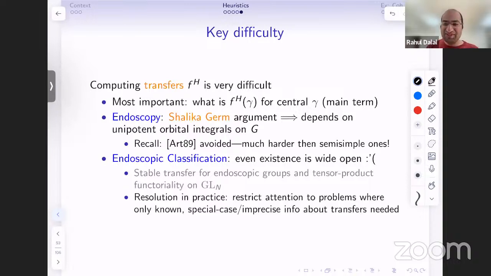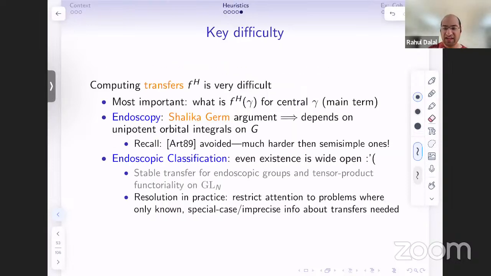The resolution in practice, most usually, is that you restrict your attention to problems where only already known special cases or maybe imprecise bounds on the transfers are needed. So you don't try to solve the general problem where you have to calculate everything about those transfers very perfectly and get these values exact. You worry about special cases where you can calculate those values, maybe not exactly, and you can prove some kind of rough enough bound on the other values that you can actually prove that this is a main term. So this is basically where all the work comes in, figuring out how to manage these transfers well enough that you can get some kind of meaningful result.